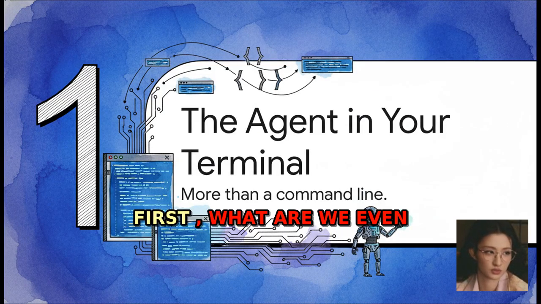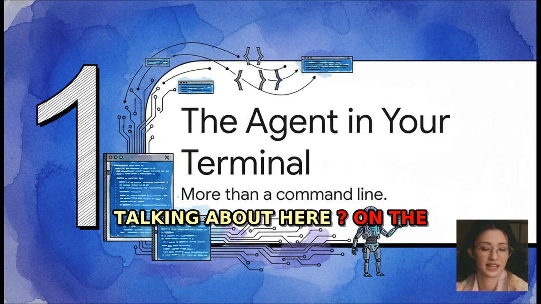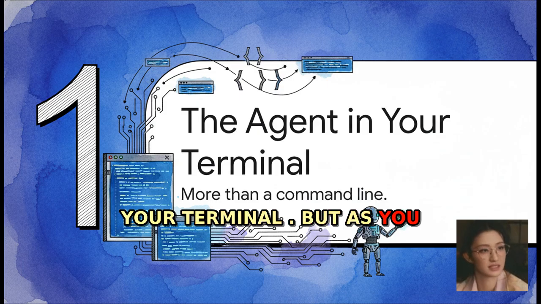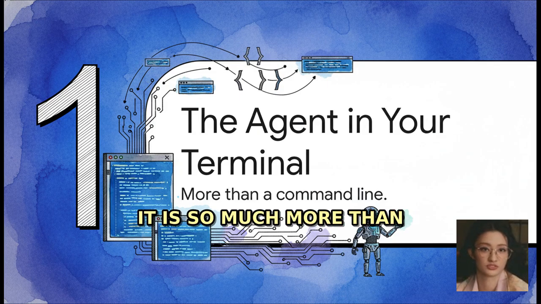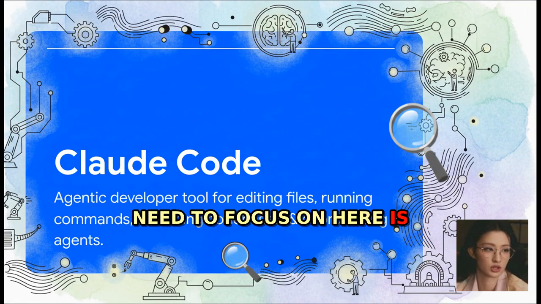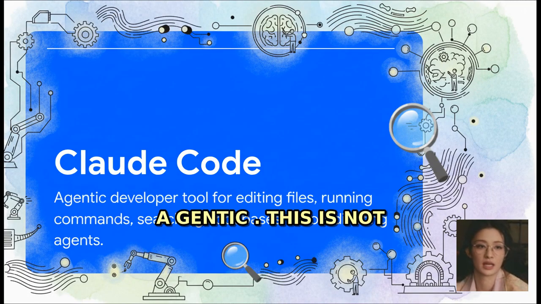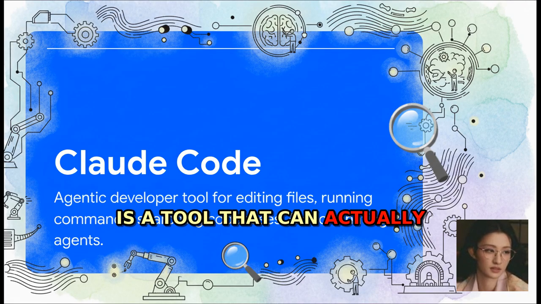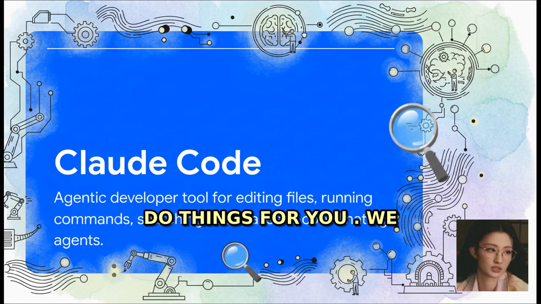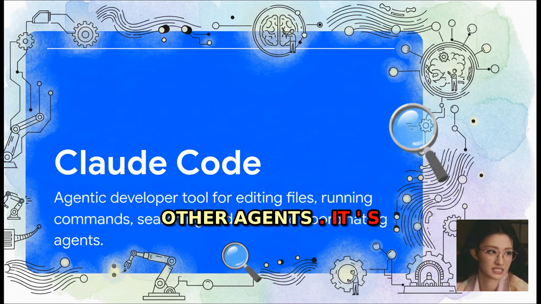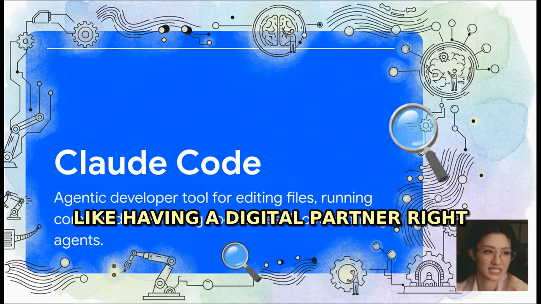Okay, first things first, what are we even talking about here? On the surface, Claude Code is an agent that lives right there in your terminal. But as you're about to see, it is so much more than just another command line tool. Now, the key word you really need to focus on here is agentic. This is not just a chatbot spitting out text. No way. This is a tool that can actually do things for you. We're talking editing files, running commands, and even wrangling other agents. It's like having a digital partner right there with you.